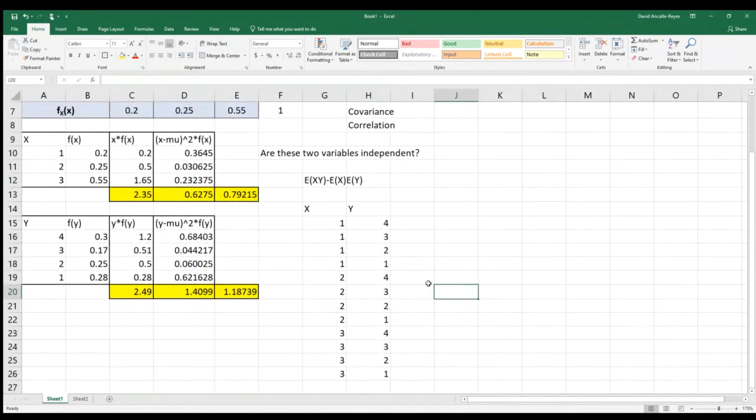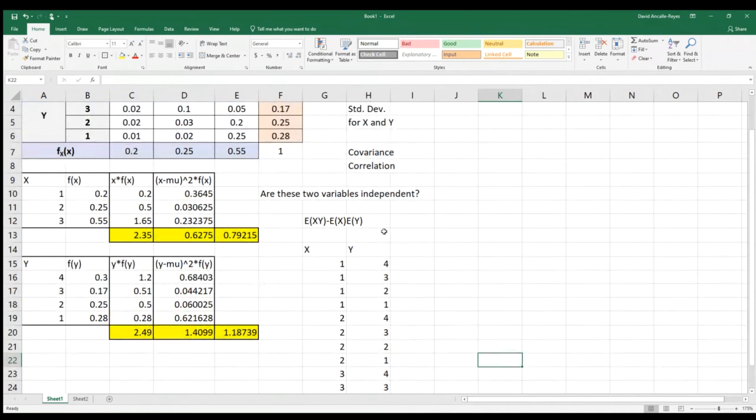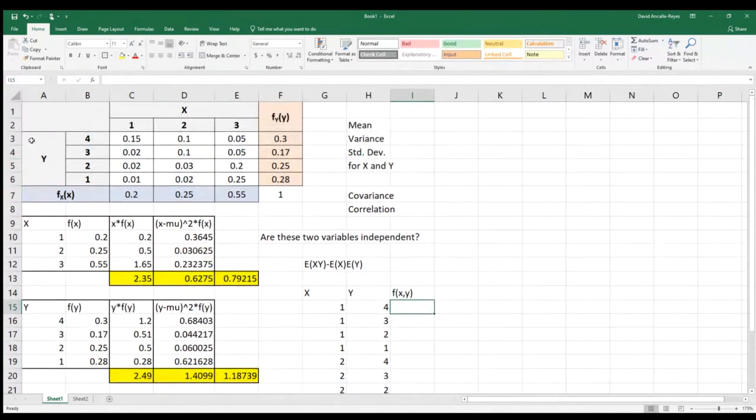But what this table is essentially showing us is every possible outcome in my sample space. 2, 4, it's there. 2, 1, it's also there. So every possible outcome. Now for every combination of x and y, I do have a probability, which is what we call a joint probability. So for x equals 1, y equals 4, that probability is 0.15.